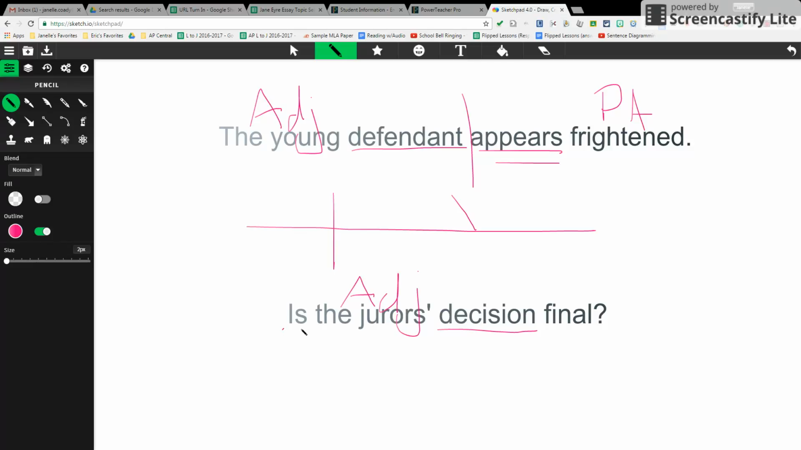Okay. Is the verb. Final, the decision is final. Final is the decision, so that is a predicate adjective. Right? It's a final decision. You could put final in front of decision, final decision, and it would make sense. Okay, and that one you would do the same way with the slanted line to indicate that it's a predicate adjective or a complement.